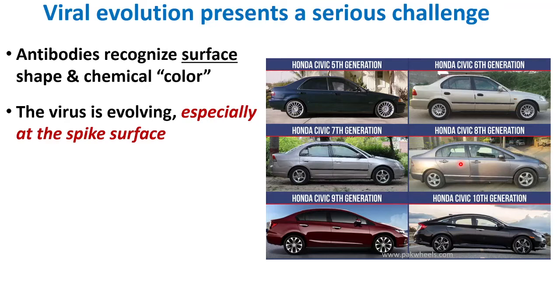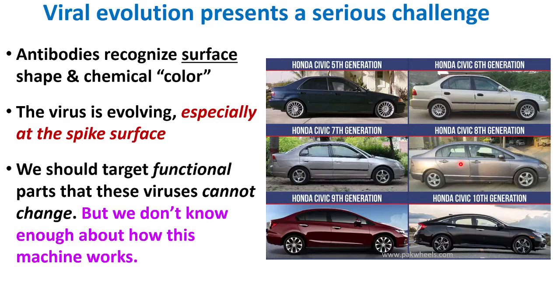Now, knowing about cars like we do, you would say, well, it's easy. Pop the hood and disconnect the battery. That's going to work on all of them. Or make it so that you can't open the doors. That will work on all of them. But that means we need to understand function. And we don't understand function here. All we understand is shape. And so what we need to do is find out how the machine works, understand what the important pieces are, and then presumably those pieces are something that the virus can't swap out because they're key to function. And it wouldn't be able to get into cells anymore.